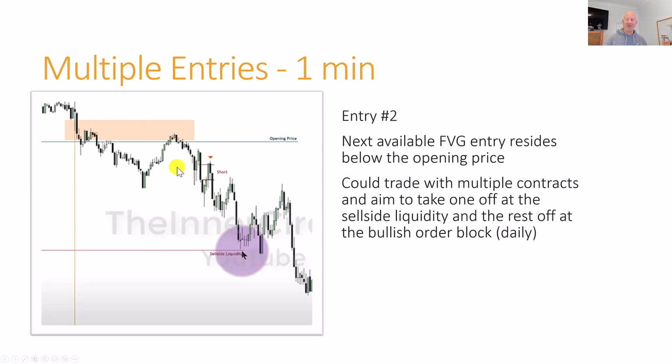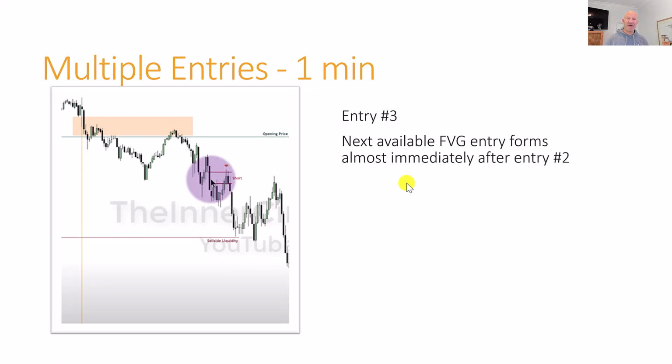So the way we could actually trade this position is we could take multiple contracts on this particular setup. You would take some of those contracts off the table once we take that initial sell side liquidity out, and then once we hit those relative equal lows or order blocks, you could close out the rest of your position there. So immediately after that second opportunity for an entry, we have another fair value gap that's created almost immediately after.